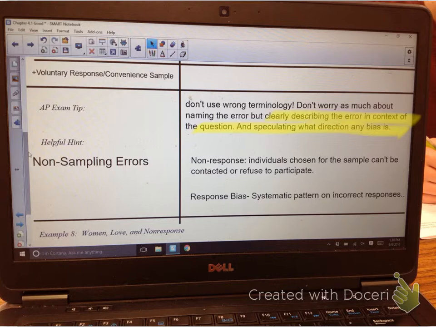A non-sampling error comes from the act of what happens after the sample is given. So you could write your sample or your survey, or however you're going to gather your data. And the non-response, remember, is the liars. And then the response is when they answer wrong.